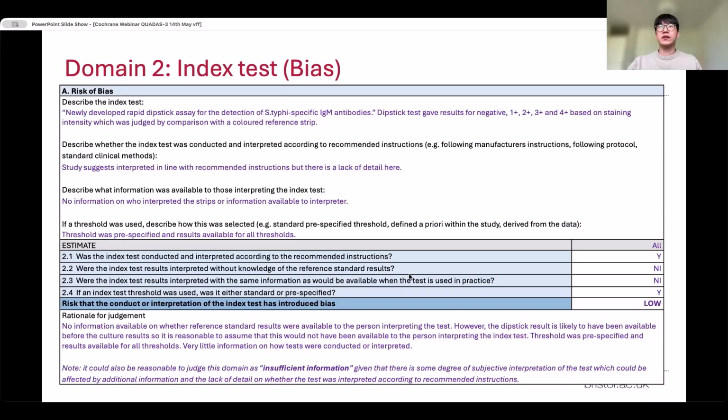So these are our answers to how we would rate the risk of bias in the typhoid study. Due to time limitations, I cannot go through all of them, but hopefully later, if you have the recording, you can take some time to go through these answers.